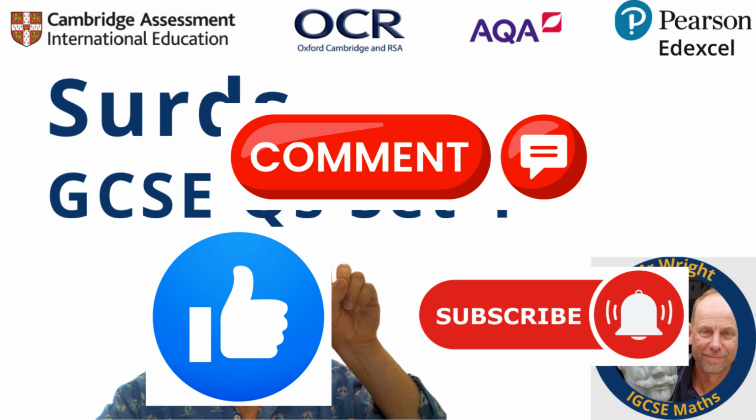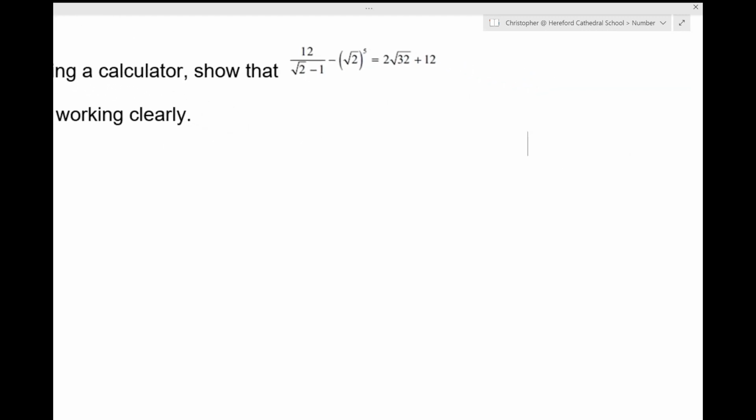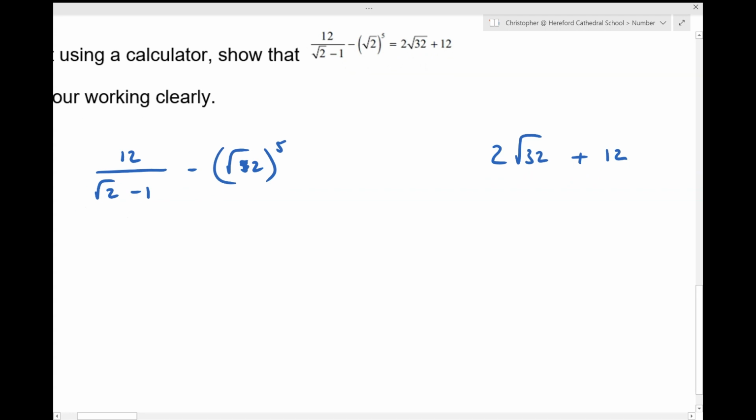Right, let's get on with the maths. Question 1. Without using a calculator, show that the expression on the left-hand side is equal to the expression on the right-hand side. What I'm going to do is copy down the expression from the left-hand side, and on the right-hand side, copy down the expression from the right-hand side. I'm going to simplify my left-hand side, simplify my right-hand side, and I suspect they're both going to result in an identical expression. Let's have a look.